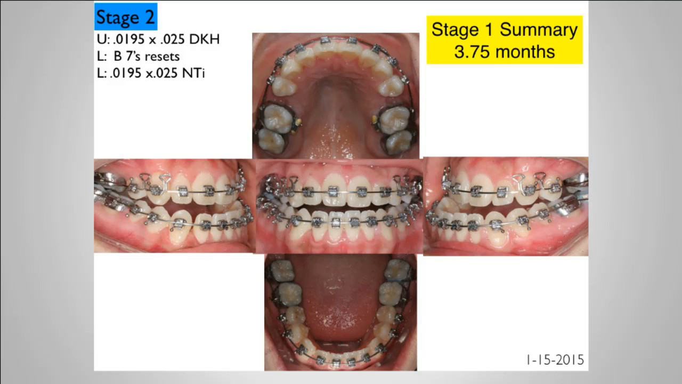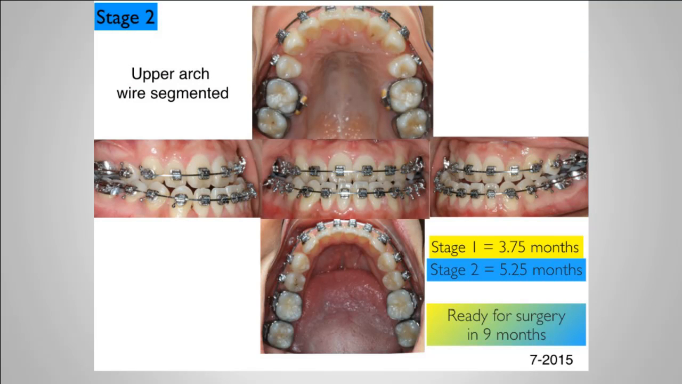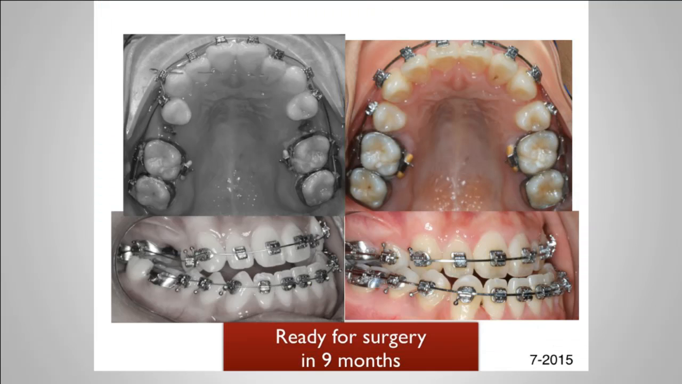At 3.75 months, less than 4 months, we're in closing mechanics, just as we want. We want to get to that stainless steel wire in less than 4 months. And now we're ready for surgery. We're ready for surgery, and we're waiting for the surgeon to do the work. We got ready for surgery in 9 months.